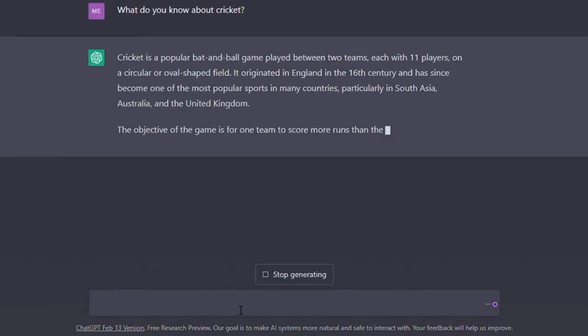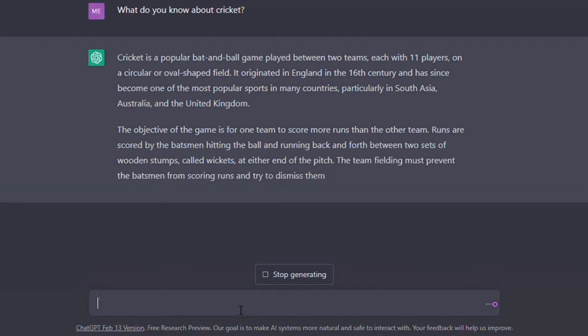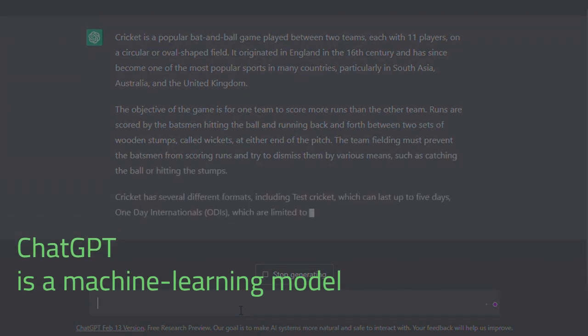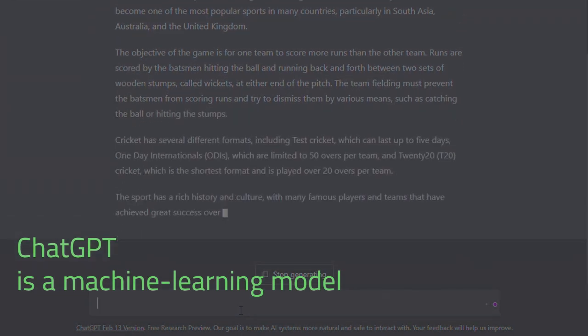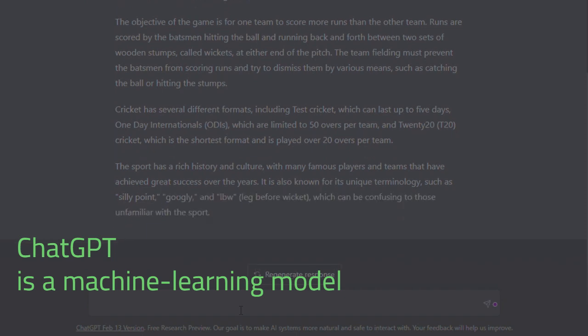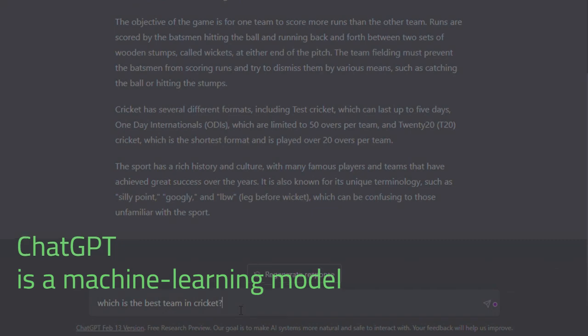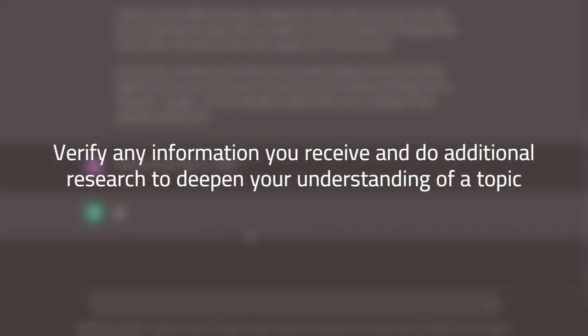Remember, ChatGPT is a machine learning model and its responses are based on the data it has been trained on. While ChatGPT can be a helpful resource, it's always a good idea to verify any information you receive and do additional research to deepen your understanding of a topic.